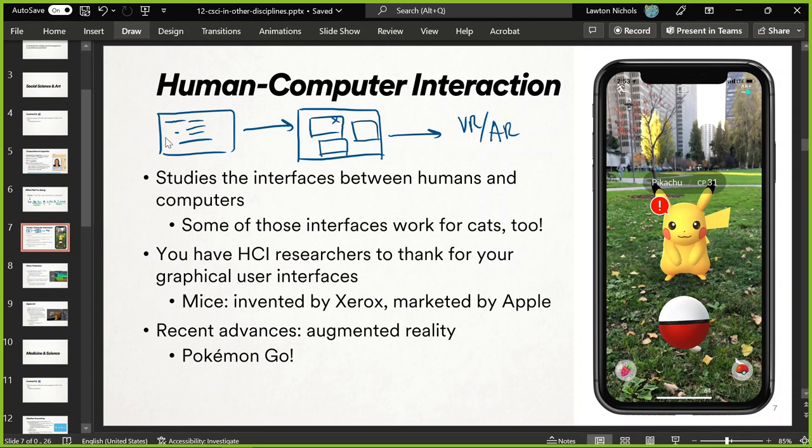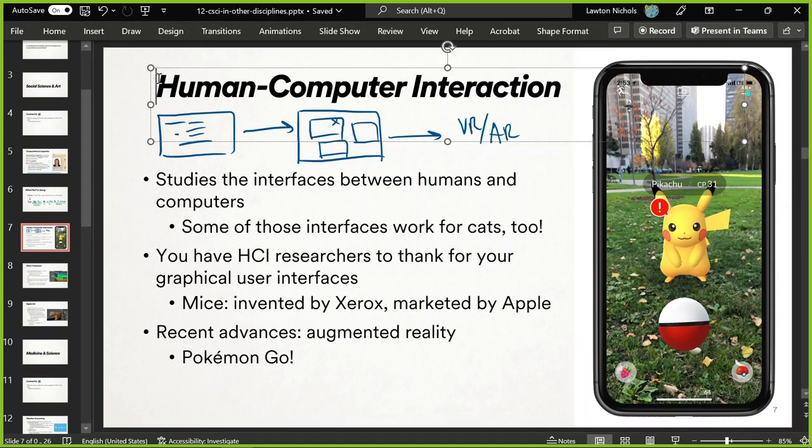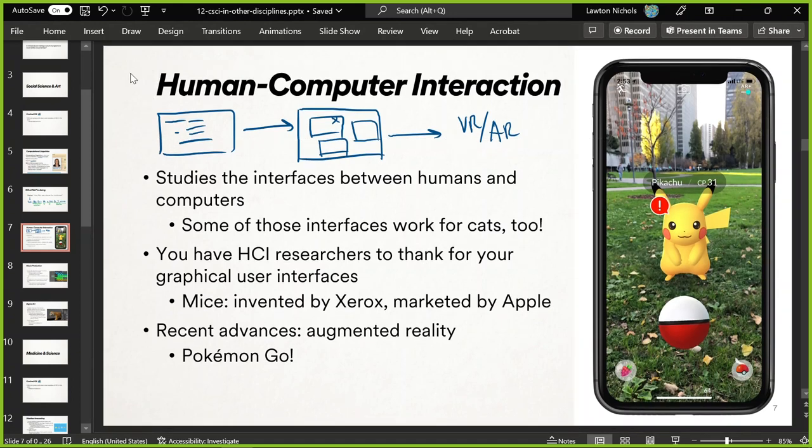So recent advances, things like augmented reality. Mongo, if you ever played that, that's my fun example. And there's a lot that has to go on in this interface, right? You have to use the camera. The camera's working, and it's placing a Pokemon on the ground for you, so it needs to notice, like, okay, here's the horizon.